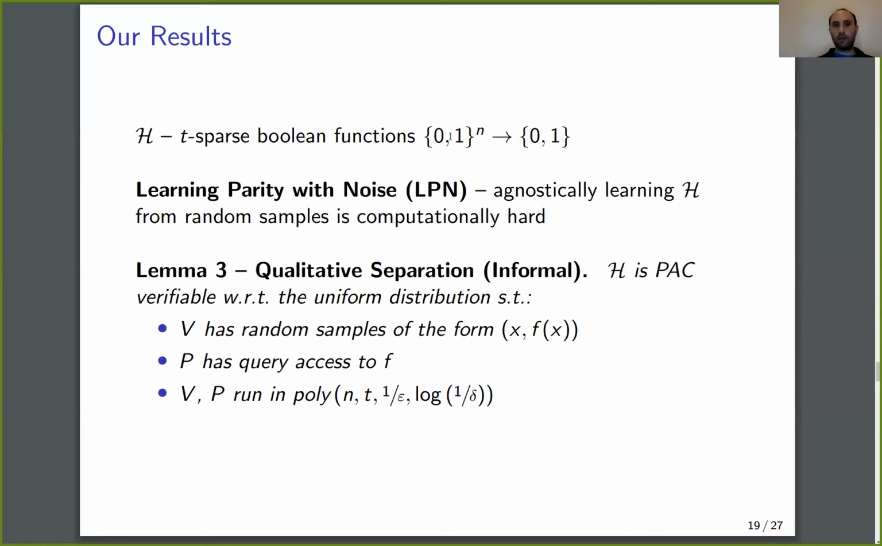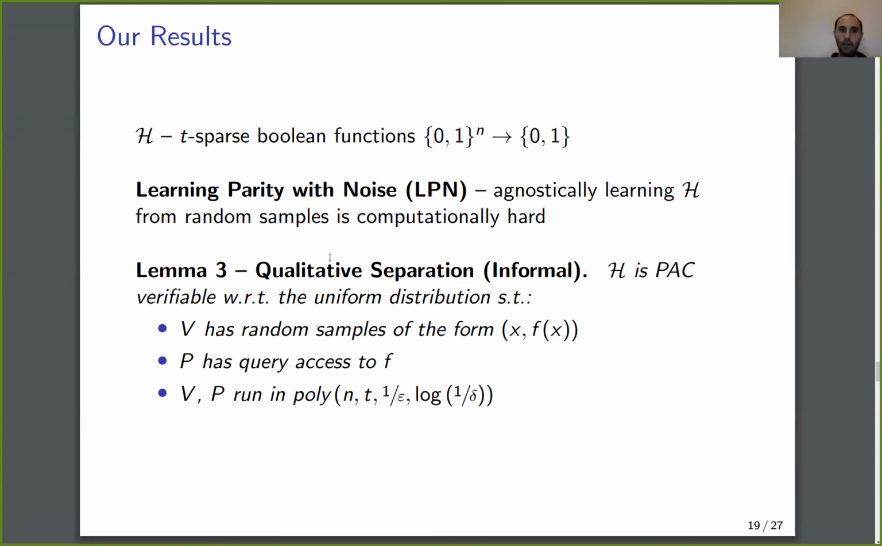Like in fact, even learning just a single parity is hard, and H is somehow linear combinations of parities, so that's even harder. So if the LPN assumption is true, then it is not possible to efficiently agnostically PAC-learn the class H. However, what we prove is that H is PAC verifiable using an interactive proof system with the following properties.